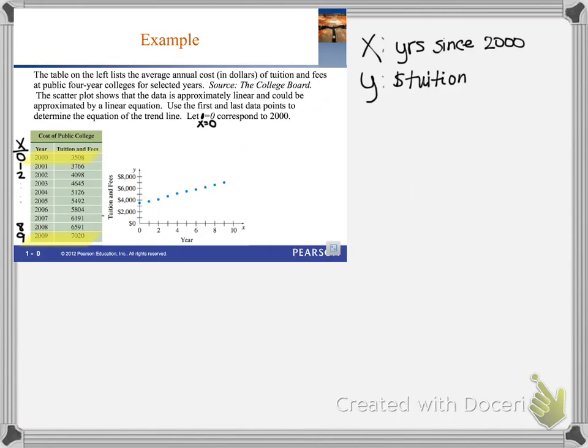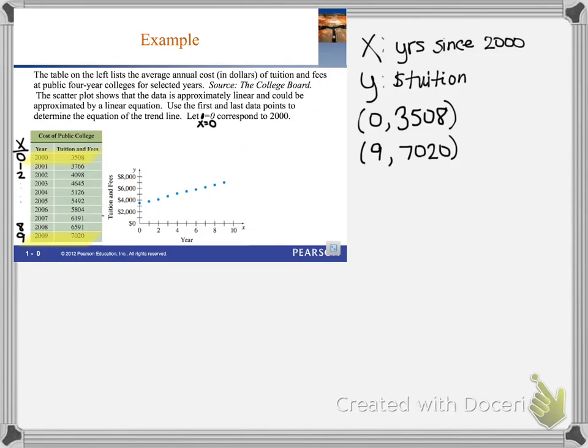Once we've got our variables stated, we're going to take all this paragraph and all this data, and I'm just going to write out the 2 points that we're interested in. So the first point we have, remember x is our years since 2000, is that very first one where x was 0, and the y value for that is 3508. So there's our first data point. The second data point, x was 9, and our y value is 7020. So there's our 2 points of interest.